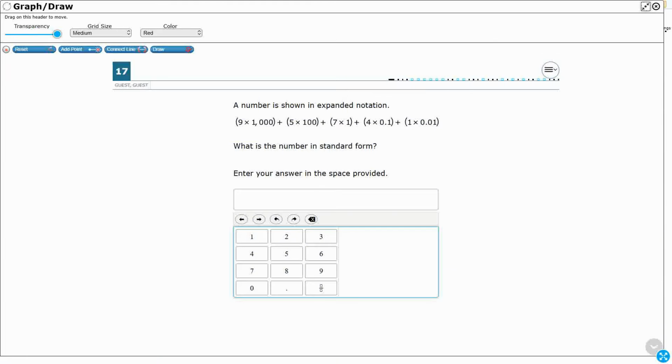This is 4.2b. We have an expanded notation version. We need to put it into standard form, and there's no A, B, C, or D. We're just typing in our answer here. So it looks like our largest place value is in the thousands, our lowest place value is in the hundredths. So let's go ahead and build that.